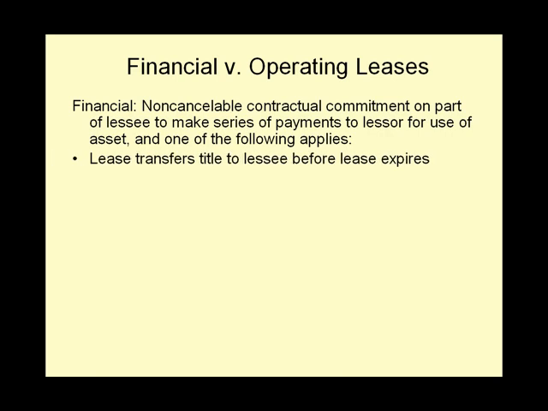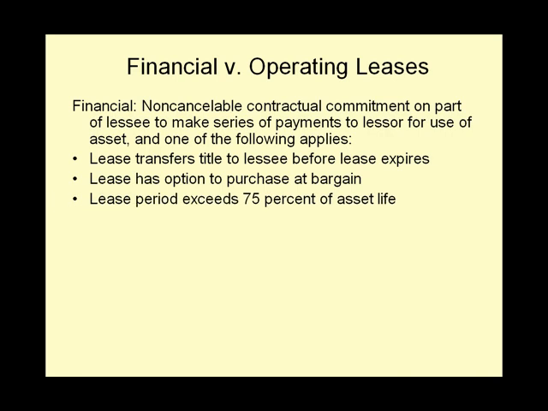The lease transfers title to the lessee before the lease expires. The lease has an option to purchase the asset at a bargain. The lease period exceeds 75% of the asset's expected life. Or the present value of lease payments exceeds 90% of the asset value.